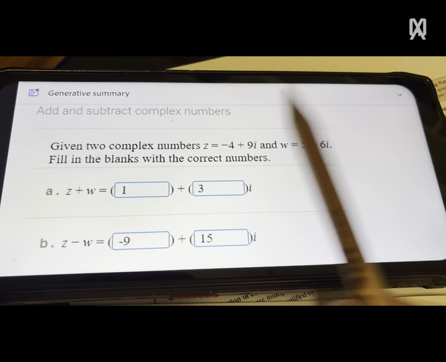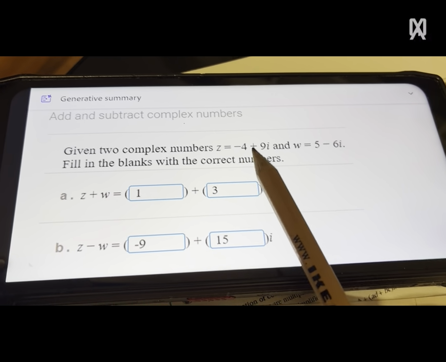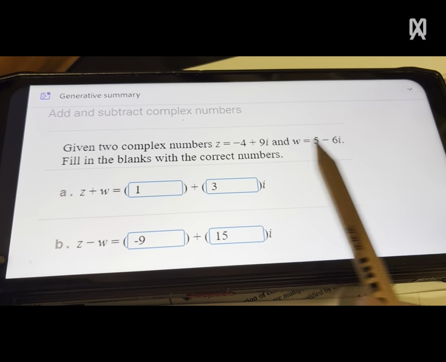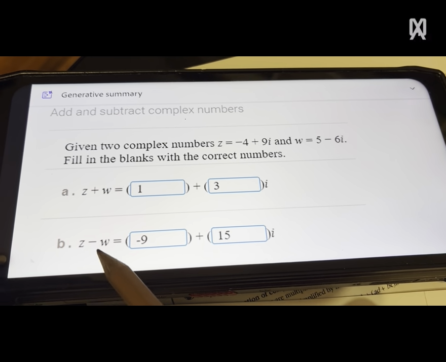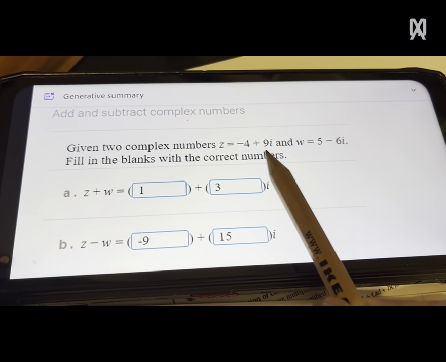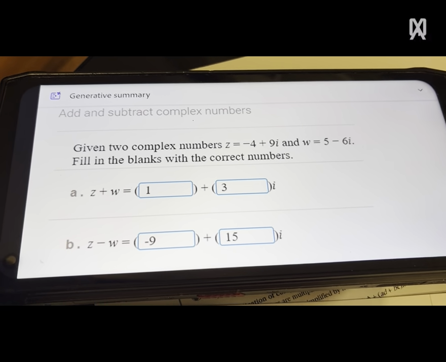Question 11, I have two complex numbers z and w. You want z plus w: the real plus the real, so minus 4 plus 5 is 1, imaginary plus imaginary, 9 minus 6 is 3. You want z minus w, so minus 4 minus 5 is minus 9, and 9 minus minus 6, so 9 plus 6 is 15.